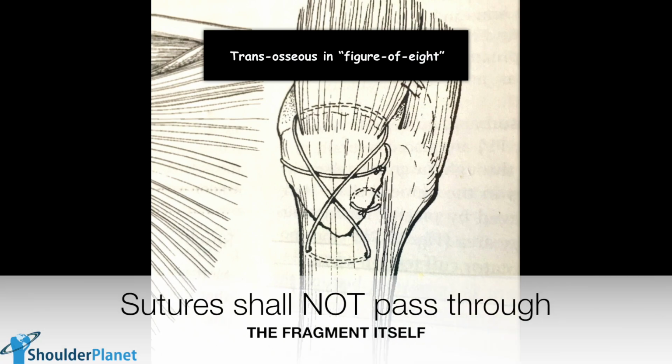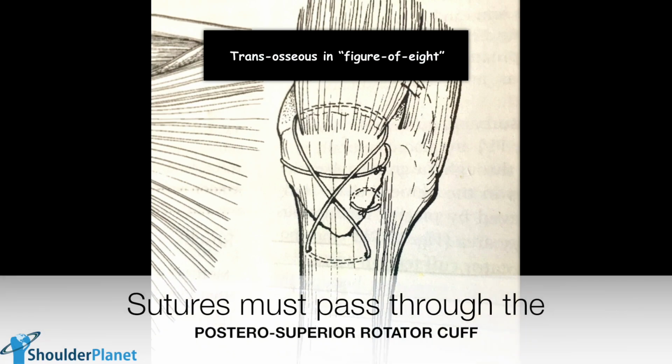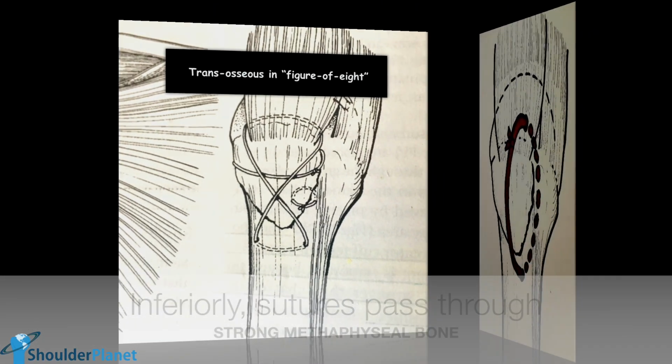The sutures shall not pass through the bony piece itself, because the bony piece itself is very fragile, very weak, even in big pieces, bigger fractures in younger patients. I have a lot of experience in this, as many of the panelists here. So the message is you must pass the sutures, the osteosutures, through the posterior superior cuff and passing out, as we are seeing inferiorly here in the metaphyseal part of the proximal humerus.